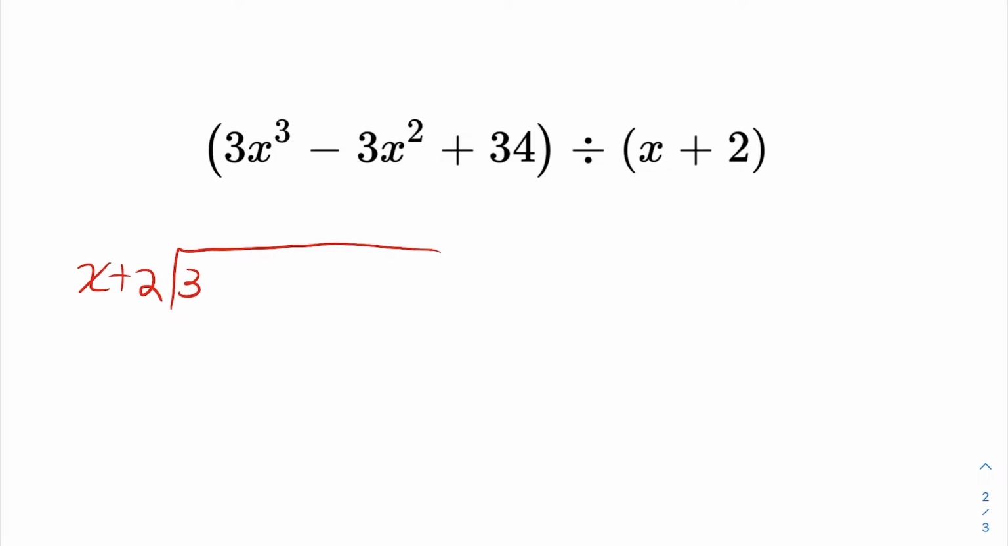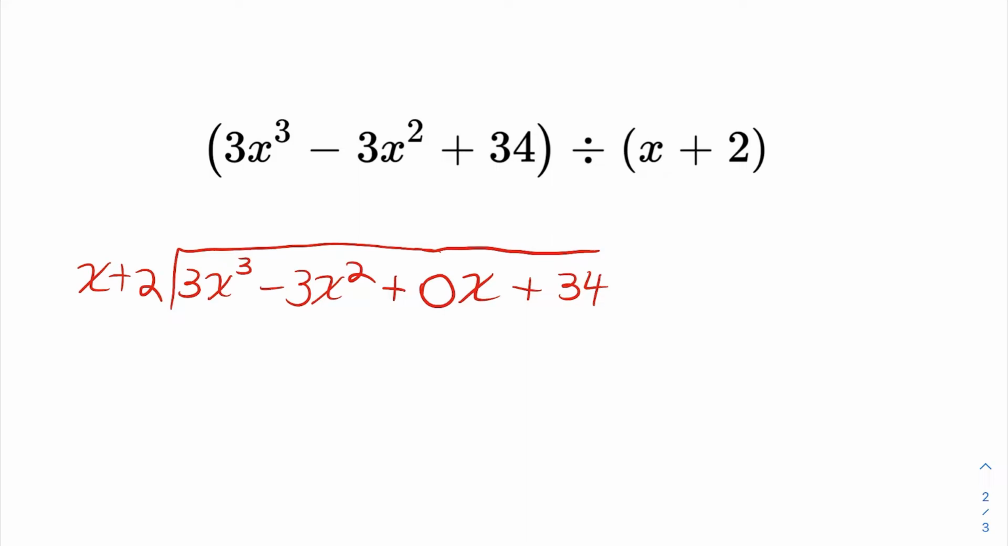So I see that I have the 3x to the third term. So I should have the x to the third, x to the second, x to the first, and a constant term. If any are missing, I'm going to put in a coefficient of 0. So I have the 3x to the third. The next term would be the 3x to the second. But then I'm looking for a term that has x to the first, and there is none. So I'm going to put in the x to the first term with a coefficient of 0. 0x to the first. And then the last term is the constant, so plus 34.